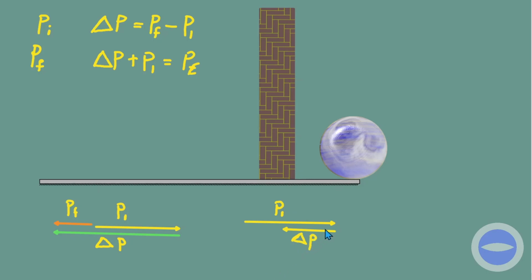Let me change the color so that you'll be able to see. And then now we have to show the final momentum. So for the final momentum, we start at the beginning, at the tail of the first vector, to the head of the last vector. That means the final momentum will start here and then go to the head of the changing momentum.